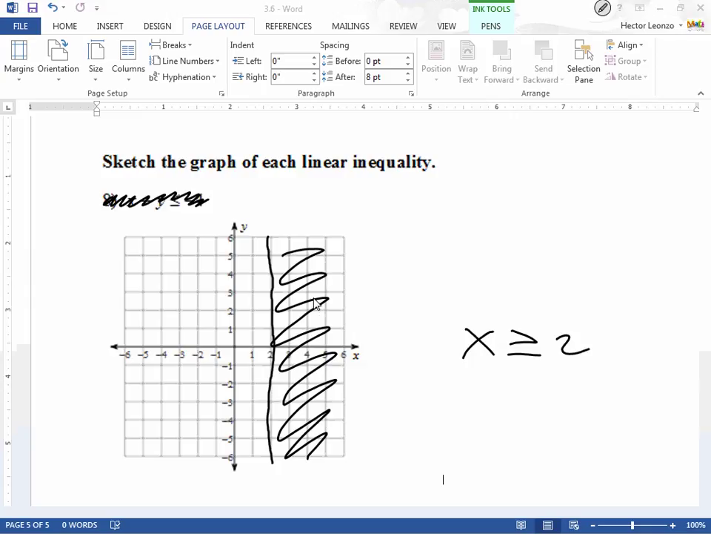I know once again with the y by itself, above and below was easy to see. But now with the x, there's no above and below. When the x is by itself, when x is greater than, I'm going to shade the right. When x is less than, I'm going to shade the left. All right, once again, any point on the shaded section will give me a solution.